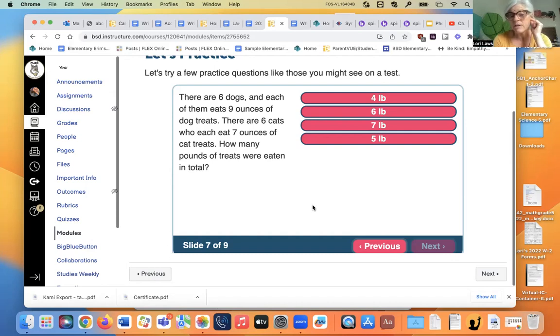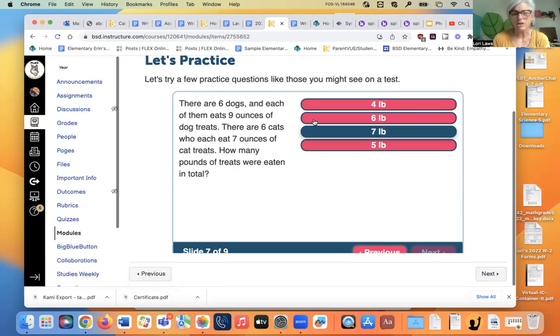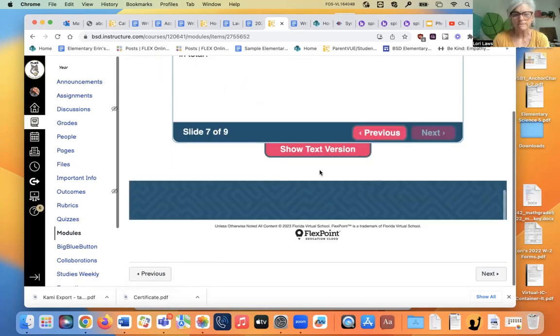So you have 110 ounces. There's 16 ounces in a pound. You'd have to have 110 divided by 16. I don't know what that is. I don't have my calculator. Sorry. How many pounds of treats were eaten in total? So you have to figure out the ounces and then convert it from ounces to pounds.